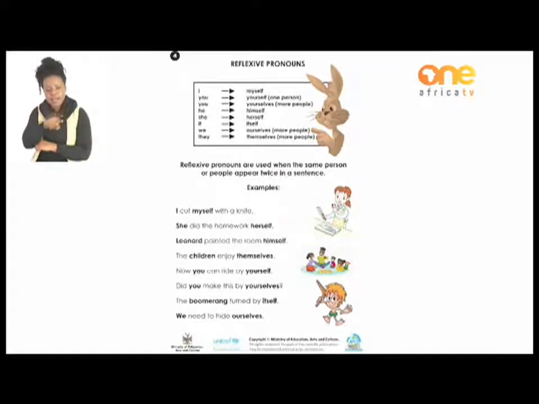We simply means we are in a group, we are many. So it becomes ourselves and they becomes themselves. Now, underneath there are few examples of reflexive pronoun and personal pronouns, and this is just to show you how we use it in a sentence. Chanel, do you have any question? She understood. She does not have any question.